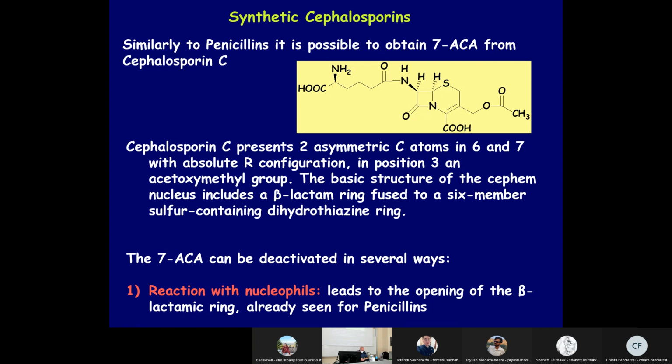But how can cephalosporin be deactivated? First of all, you can see that in basic condition, the OH minus can open the beta-lactam ring. We have already seen this factor with the penicillin.